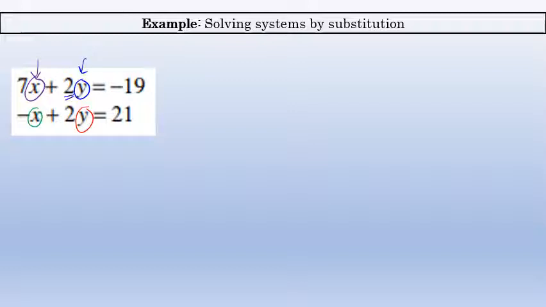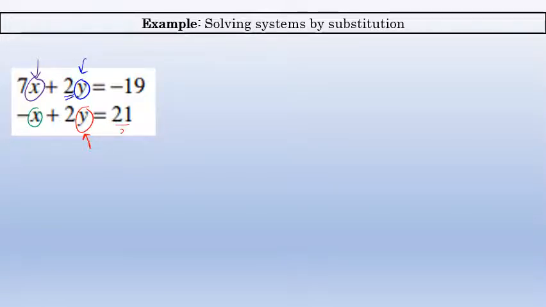If I took the y in the bottom equation and solved the bottom equation for y, I would have to divide everything by 2 as my last step, and I would end up with 21 divided by 2, which also would be fractional. Now that's not too big of a deal. You could work with that and still arrive at the final answer, but it would be easiest to complete this problem if I solved the bottom equation for x.